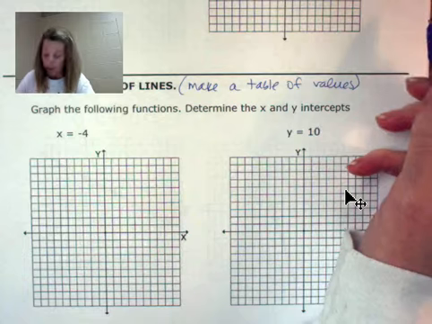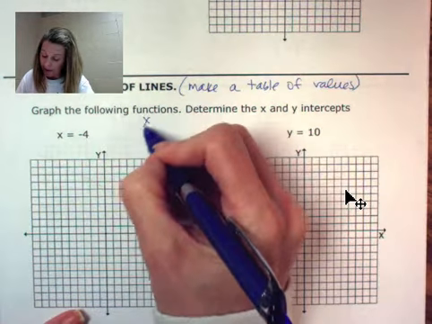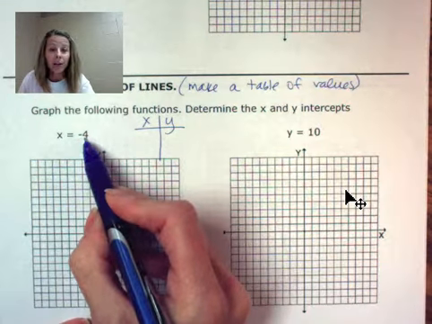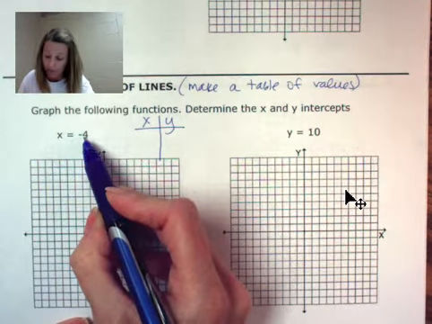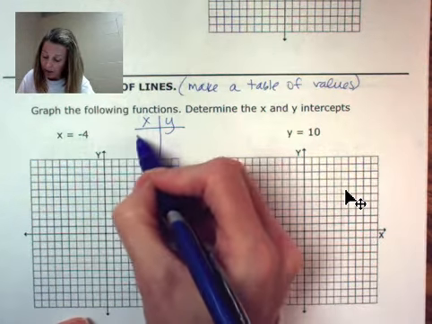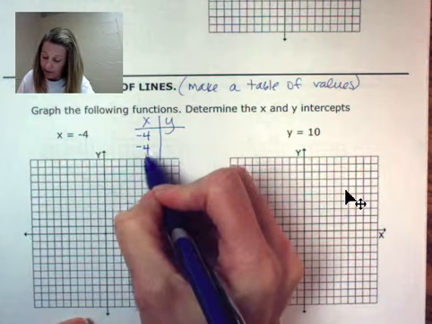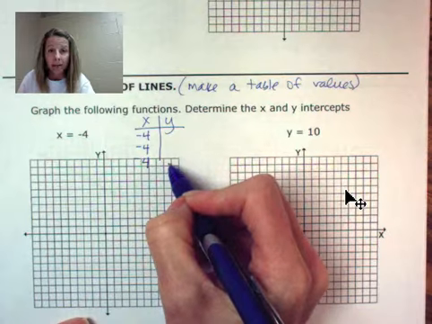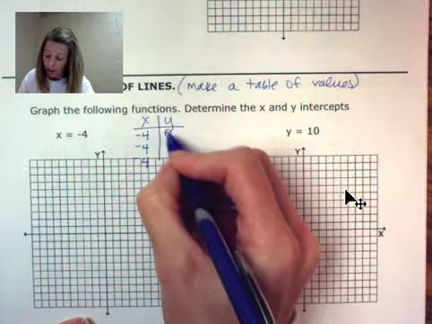So that was our XY chart. When I make a table of values here for x equals negative 4, the only requirement is x must always be negative 4. So I'm going to write down negative 4 three different times in the x column. My y coordinate can be any number, so maybe I'm just going to go with 0, 1, and 2.